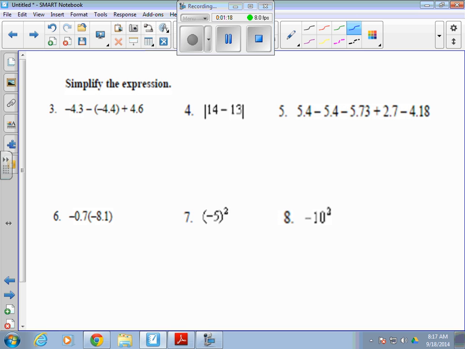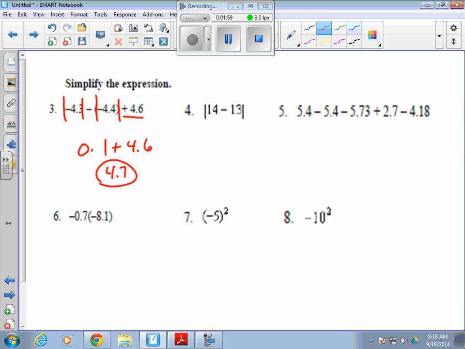Then we start simplifying expressions. Negative 4.3 minus a negative 4.6 plus 6. Anytime you have minus a negative, remember you add the opposite. That means to add. Negative 4.3 plus 4.4. Those are opposite signs. That means you subtract the larger absolute value, 4.4, minus the smaller absolute value, 4.3. And what that gives you when you subtract them is positive 0.1. Then bring the rest of it down, plus 4.6. Both of those are positive now. Simply add them up. 4.6 plus 0.1 is going to be 4.7.